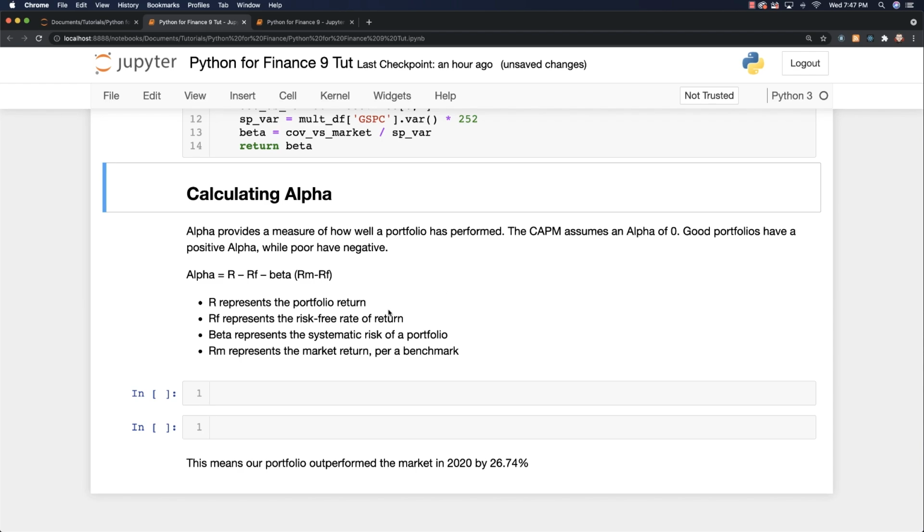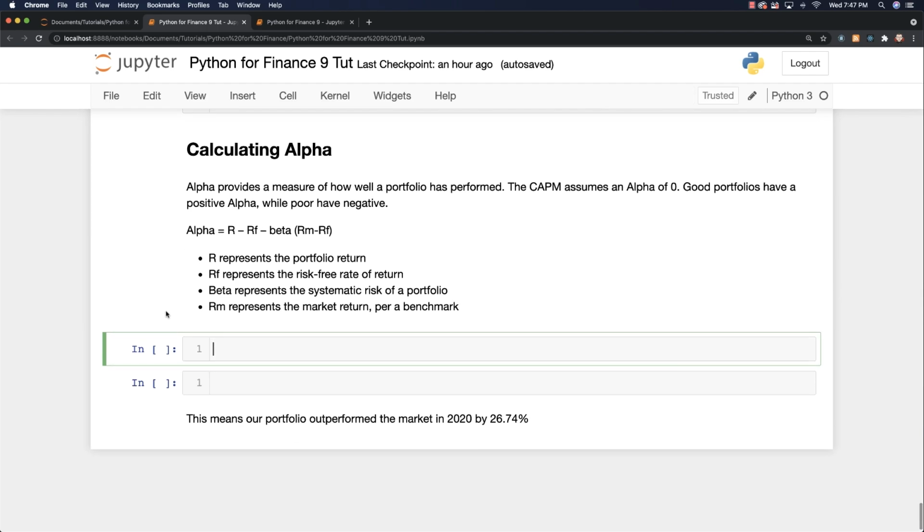Now, what I can do is, well, we're also going to calculate alpha. And alpha is going to provide the measure of how well a portfolio has performed versus the S&P, with also references to the risk-free rate. And the capital asset pricing model is going to assume an alpha of 0. And good portfolios have a positive alpha, while a bad one has a negative alpha. And this is how we calculate the alpha. R represents our portfolio's return. RF represents the risk-free rate, that 0.0125, minus whatever the beta is for your security, times RM, which is the market's return minus the risk-free rate. Okay? And that's how we find alpha.